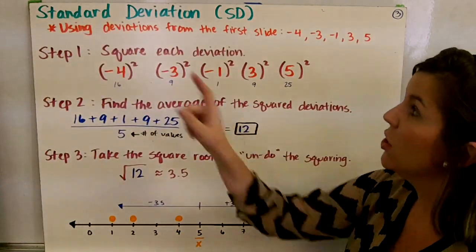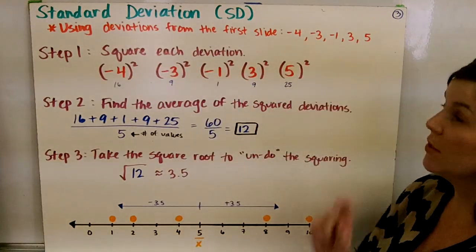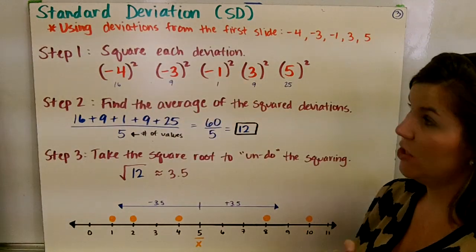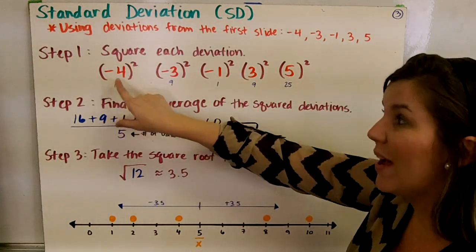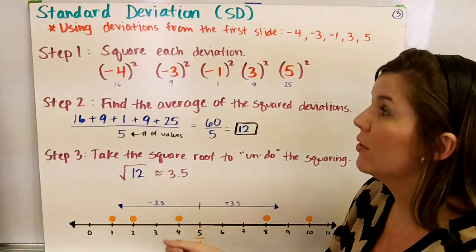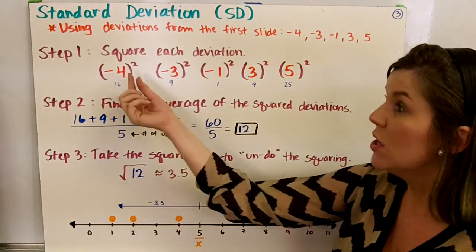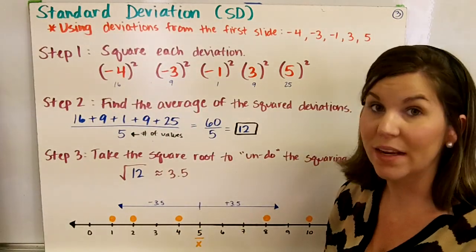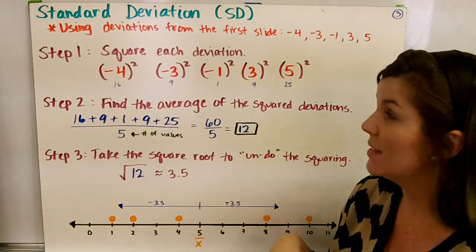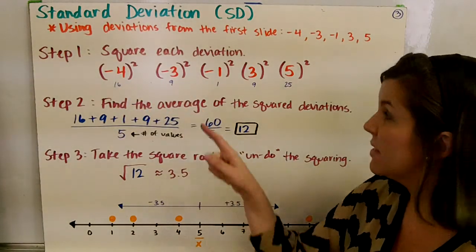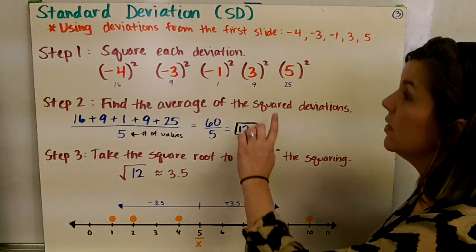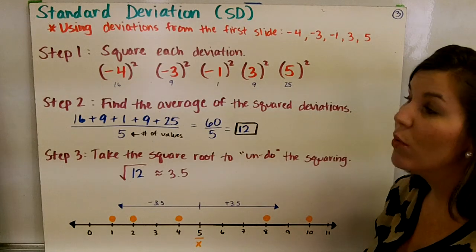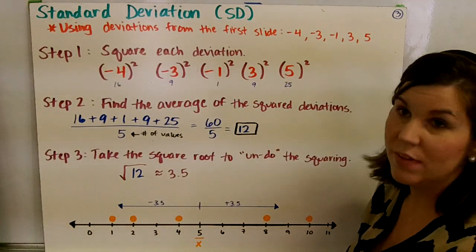Standard deviation, SD, using deviations from the first slide. So again, we're using these same values. First step, square each deviation. So -4 squared. You have to have parentheses here if you're typing these in your calculator, otherwise you're going to get the wrong answers. So -4 squared means -4 times -4, and a negative times a negative is a positive. So positive is 16. -3 squared is +9. -1 squared is +1. 3 squared is 9. 5 squared is 25.